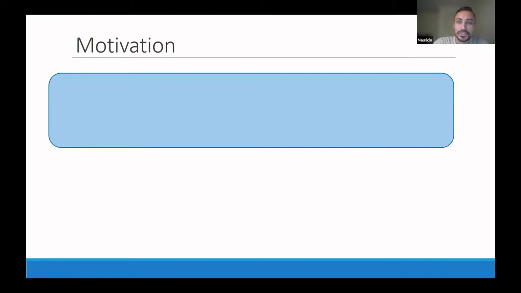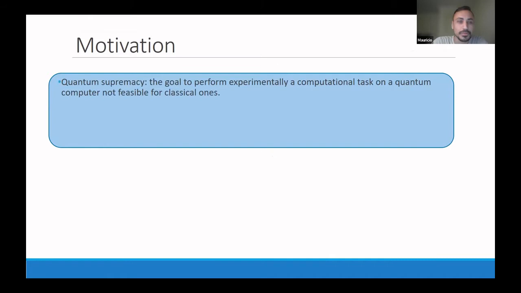So what's the motivation of this, the idea of having quantum supremacy, and what is that? Well, quantum supremacy is the goal to perform some experiment in which a computational task is performed, and for which classical computers cannot perform this task in some reasonable time.